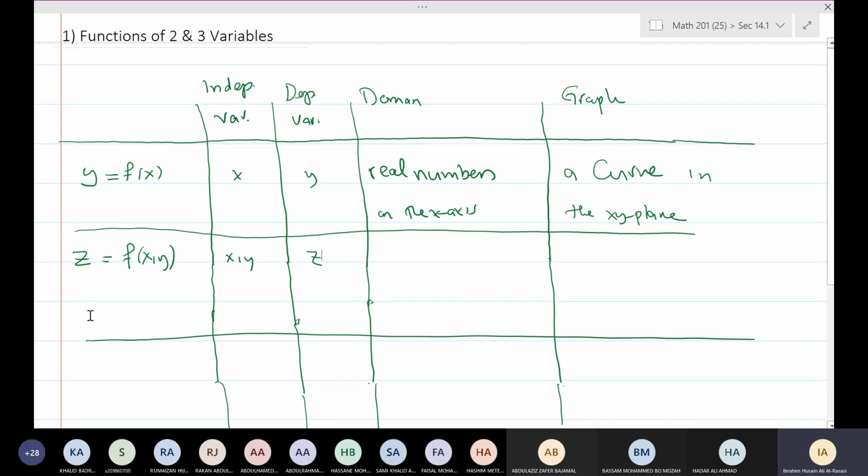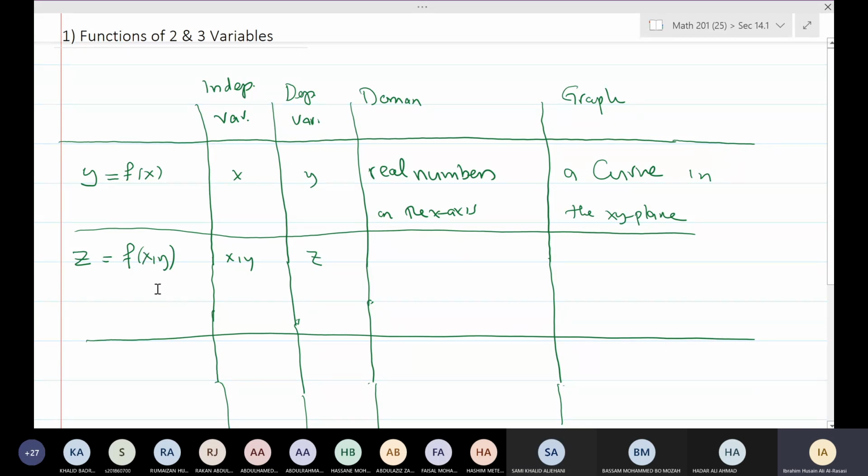So the dependent variable is Z, okay. What is the domain in this case? The values of X and Y. Of course, then you have to substitute a real number for X and a real number for Y.